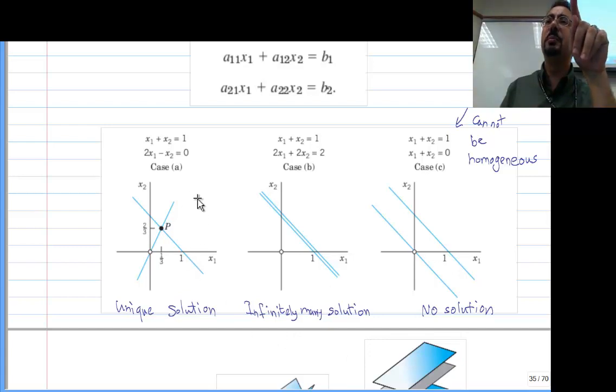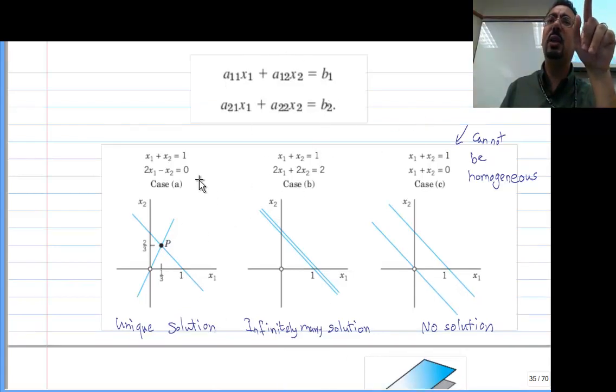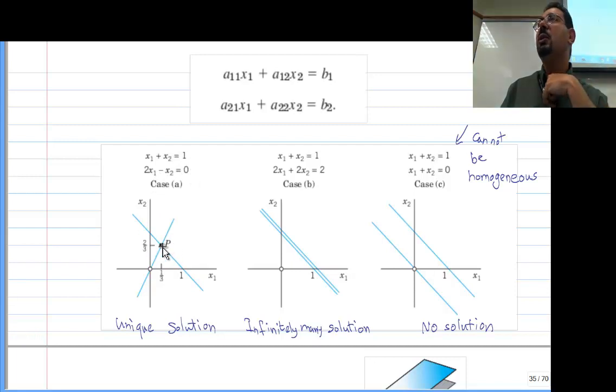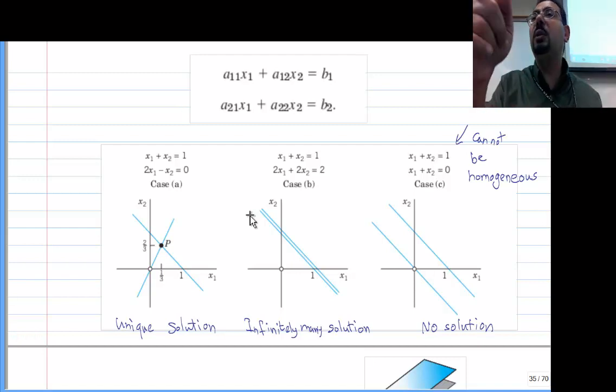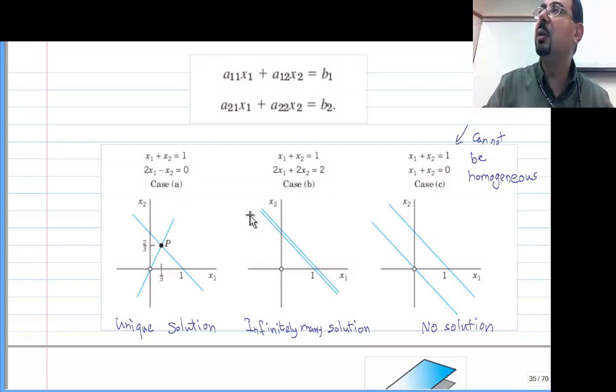So to start with, here is the system, and you can see those 2 equations, x1 plus x2 equals 1 and 2x1 minus x2 equals 0. You can actually see the solution. This is a unique solution. In this case, x1 plus x2 equals 1 and 2x1 plus 2x2 equals 2. Those 2 lines, when you plot them, lie on top of each other. They match everywhere. That's an infinite number of solutions. Any point on this will work.